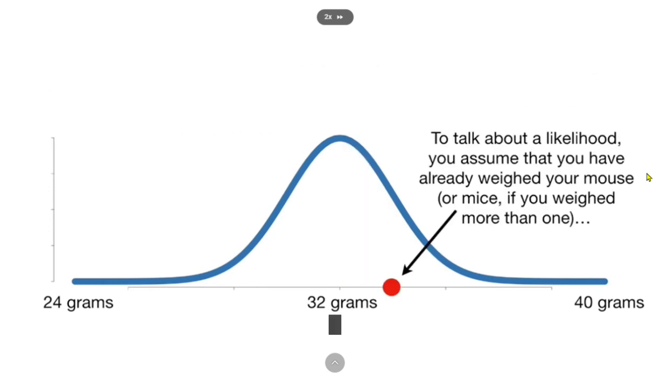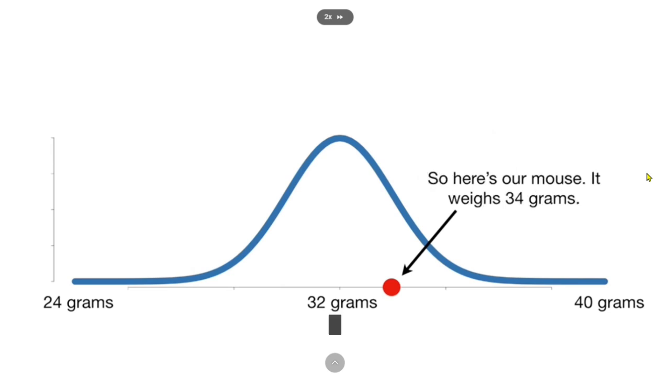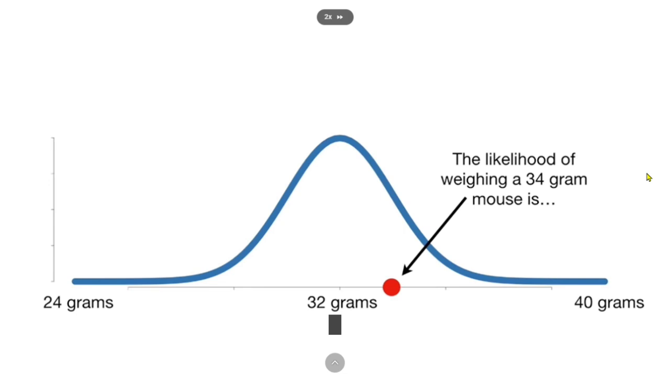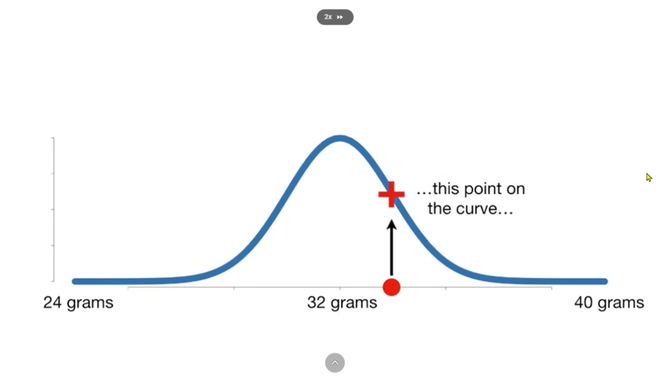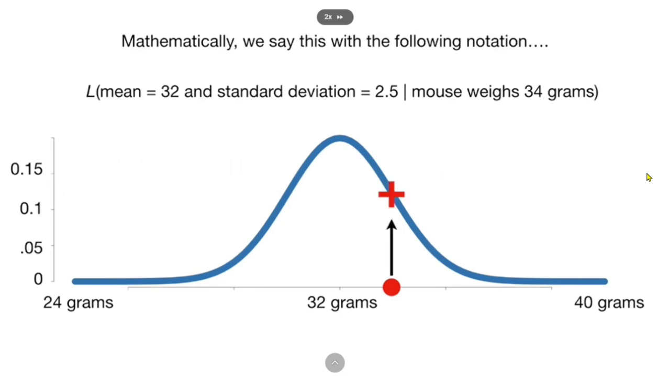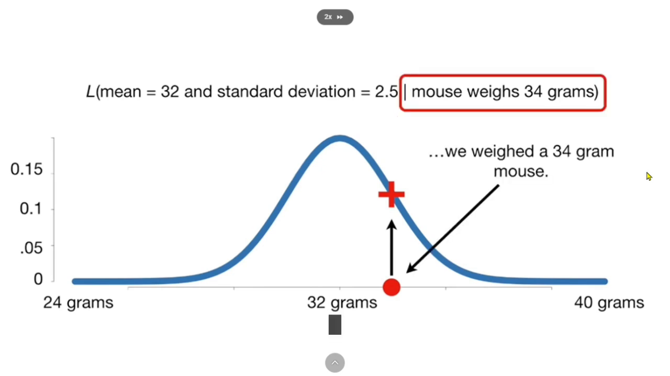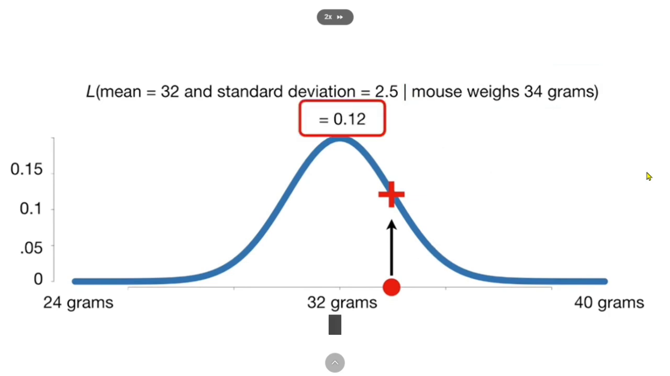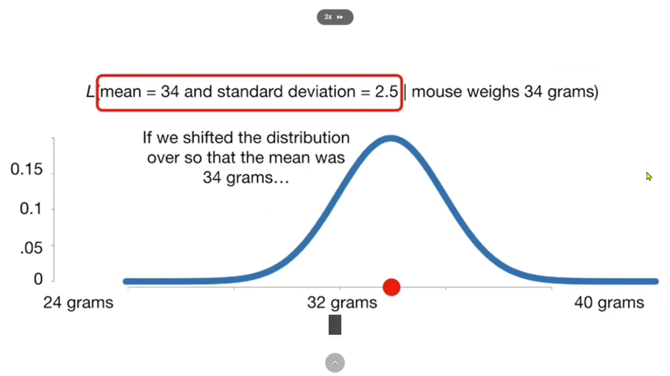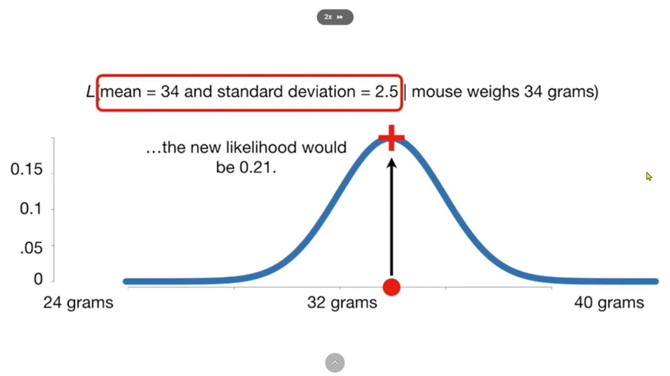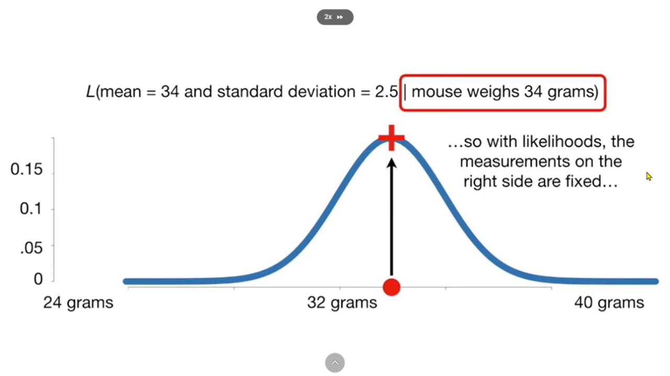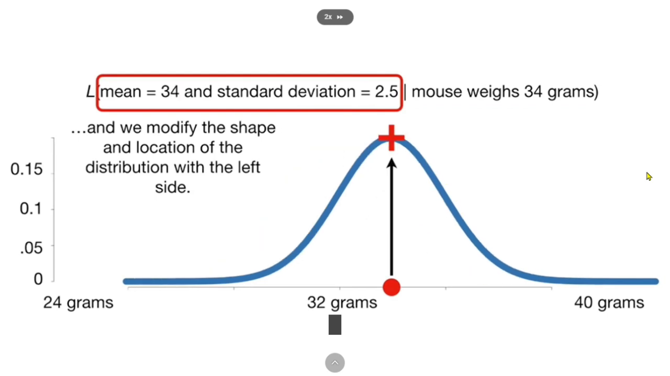To talk about likelihood, you assume that you have already weighed your mouse, or mice, if you've weighed more than one. So here's our mouse. It weighs 34 grams. The likelihood of weighing a 34-gram mouse is this point on the curve, and that value is 0.12. Mathematically, we say this with the following notation. The likelihood of a distribution with mean equals 32 and the standard deviation equals 2.5, given we weighed a 34-gram mouse, and all that equals 0.12. If we shift the distribution over so that the mean was 34 grams, the new likelihood would be 0.21. So with likelihoods, the measurements on the right side are fixed, and we modify the shape and location of the distribution with the left side.